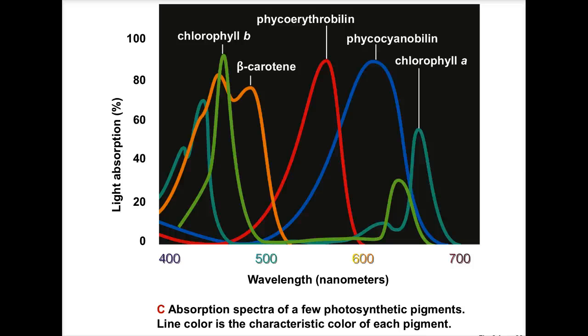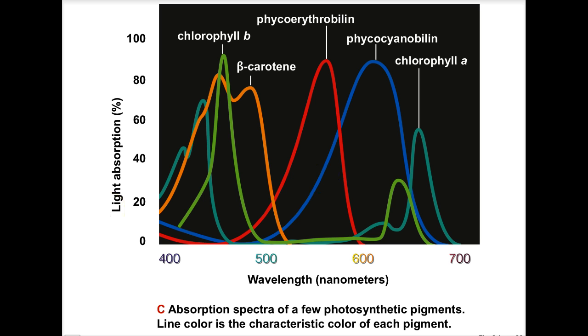So for example, if I look at chlorophyll A, I can see that the chlorophyll A molecule absorbs quite a bit around 650 nanometers, as well as around 450 nanometers. Whereas chlorophyll B absorbs closer to 500 best, and then also has a peak at around 620.